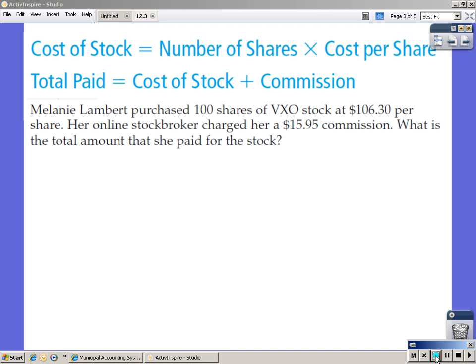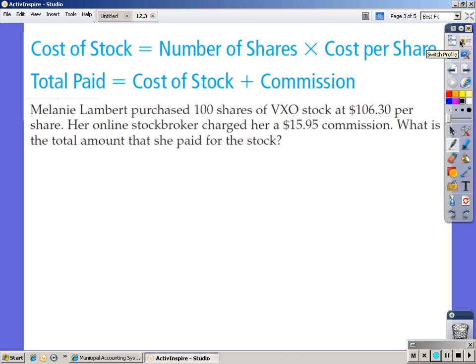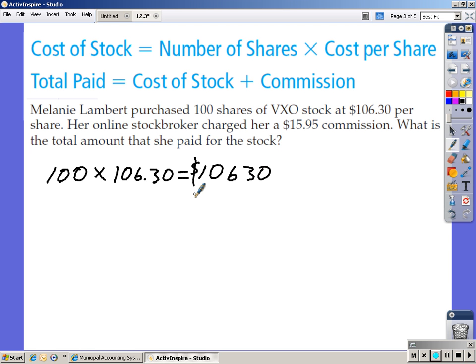All right, now Melanie Lambert purchased 100 shares of VXO stock, 100 shares at 106.30 per share. Okay, so take 100 times 106.30, and you end up with $10,630 in stock purchases. Now, her online stockbroker charged her a $15.95 commission. Okay, what is the total amount she paid for the stock? Okay, real simple, add $15.95 to that.